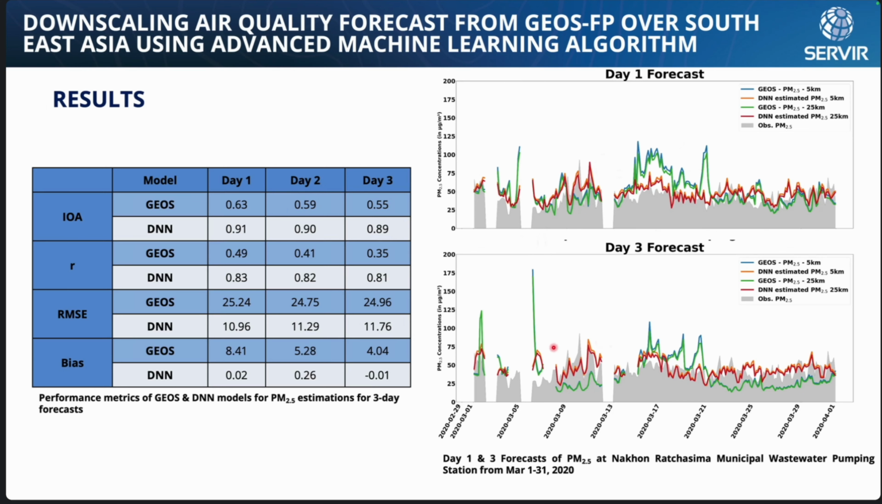If you look at the third day, there is an underestimation from the native GEOS model, which was corrected by the DNN model. For all the instances of underestimation as well as overestimation, although the time series doesn't perfectly match the original time series, it's close enough to the ground measurement.